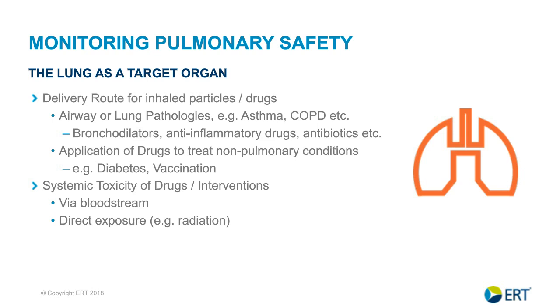And then finally, of course, the lung is also exposed to systemic toxicity of drugs, or in a broader sense, interventions. So the lung is, of course, reached by 100% of the bloodstream, one of the few organs where actually 100% of the circulating blood volume is passed through. And the lung can also be, if you like, accidentally exposed to interventions, for example, like radiation, where the lung is just exposed to the procedure by means of anatomy.